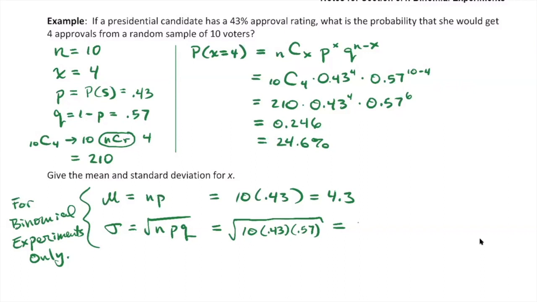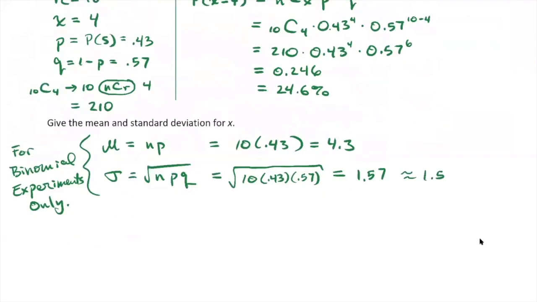It's 1.57, which you could round to 1.56. Just to remind you, with means, you carry 1 more digit than the data have. The data would be the number of successes, which is a whole number. So your mean should have at least 1 more place than that. So you should have at least 1 place after the decimal on the mean and the standard deviation.